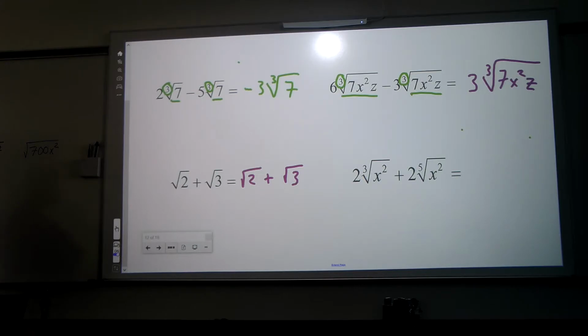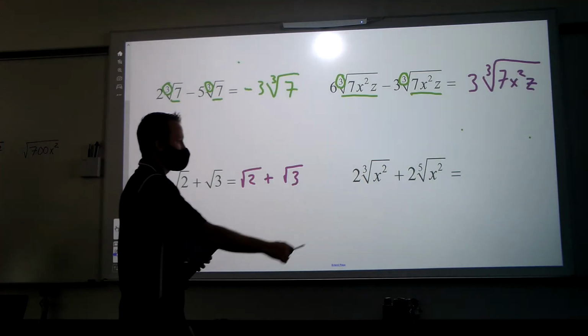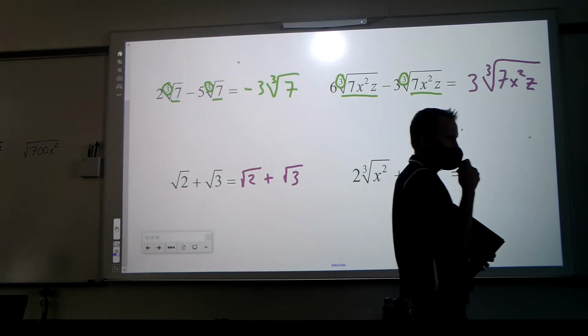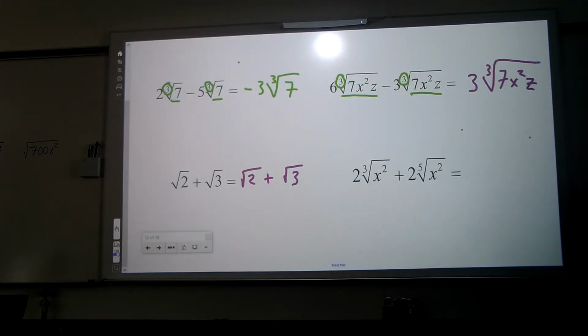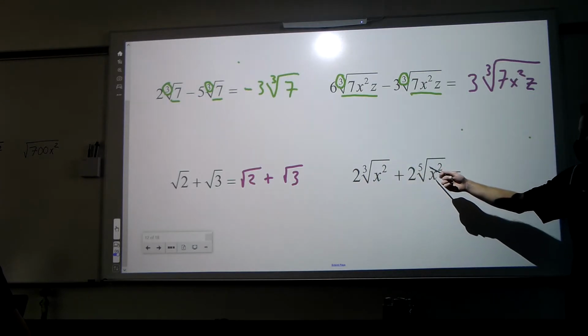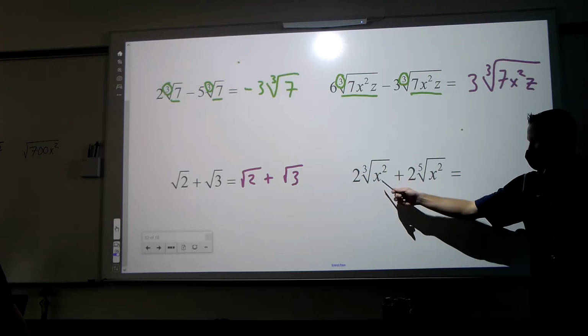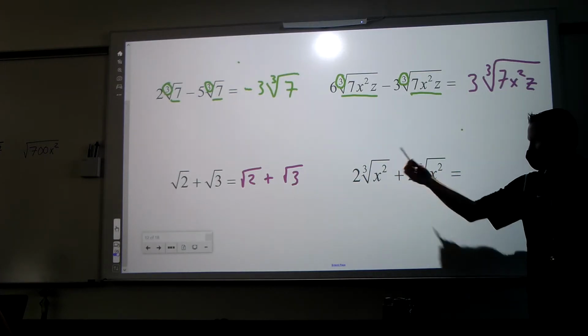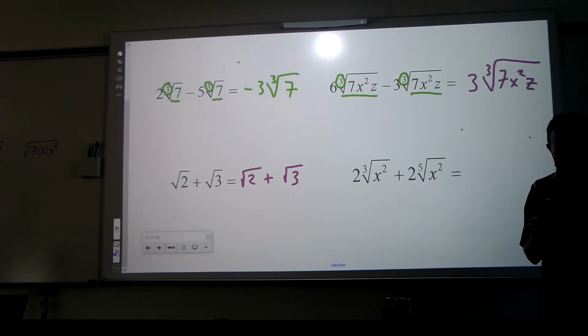Now, this last one, hey, look, the radicand's the same. It's x squared and x squared. So can we combine those? No. Why can't we combine this here? That's a cube root, and this is a fifth root. So not only does the radicand need to be the same, the index does too. So on this one we can't do anything, so I'm just going to rewrite it how it is. It stays the same.